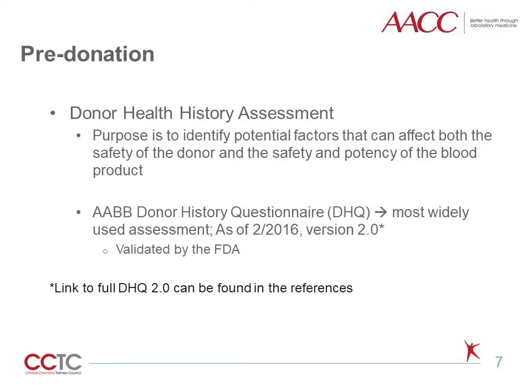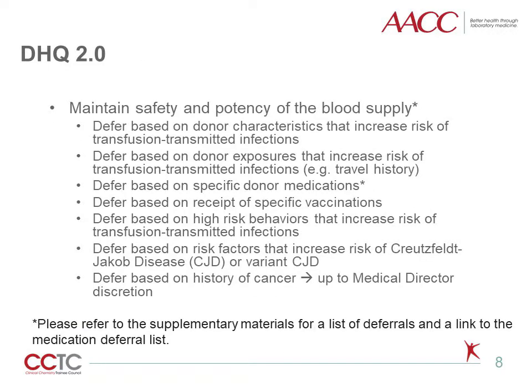Blood centers may insert additional questions after the DHQ, but they cannot alter the DHQ because it has been validated as a whole. A link to the full DHQ 2.0 can be found in the references at the end of the presentation. Within the DHQ, there are a host of questions that are related to maintaining the safety and potency of the blood supply. There are different deferral lengths based on the donor's answers to the DHQ. If a donor is deferred, they are asked to come back to donate after the deferral length. Please refer to the supplementary materials for a list of deferrals, the deferral lengths, as well as a link to the AABB medication deferral list.